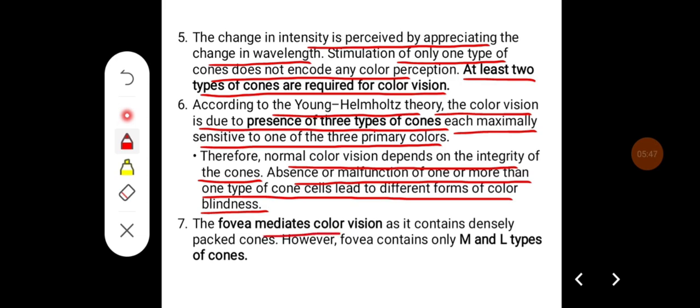The fovea mediates color vision as it contains densely packed cones. However, fovea contains only M and L types of cones.